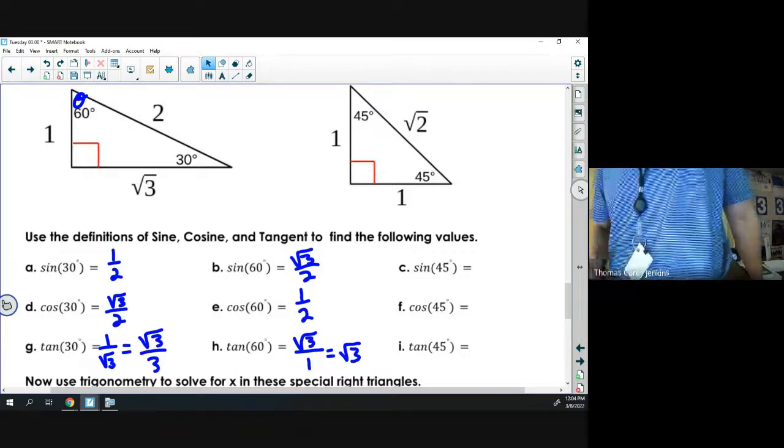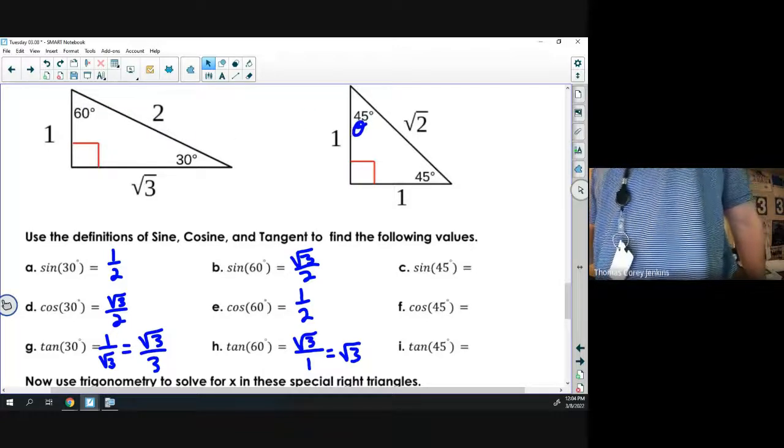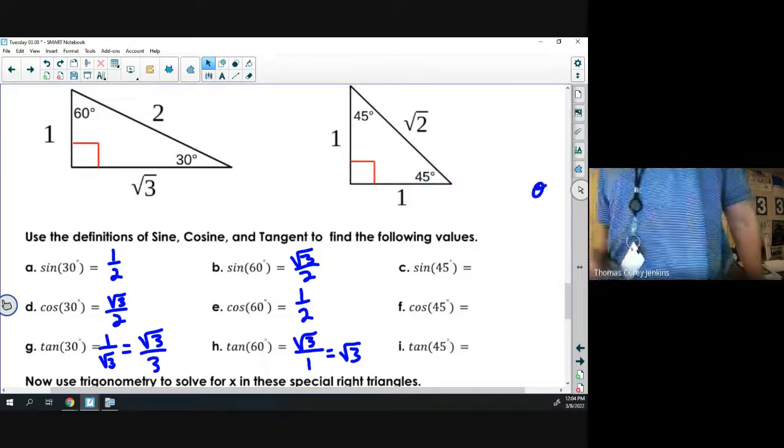And then for our last column, the 45s. Somebody asked, how do we know which 45 they're talking about? The answer is it doesn't matter. I could think of this one or that one. It's all the same.